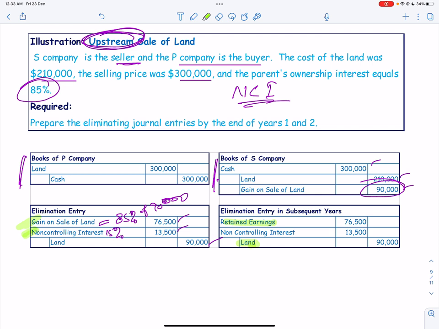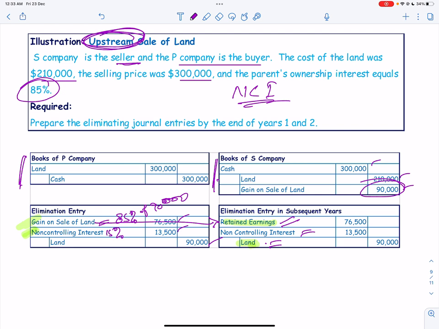In year 2 again, we are going to do the same thing, except that in year 2 there is no gain. So you can see there is no gain in year 2, and the gain on sale of land becomes retained earnings. NCI remains the same, the non-controlling interest, and land is credited as in the first year, because every year we have to do so until the land is sold to an outside party.